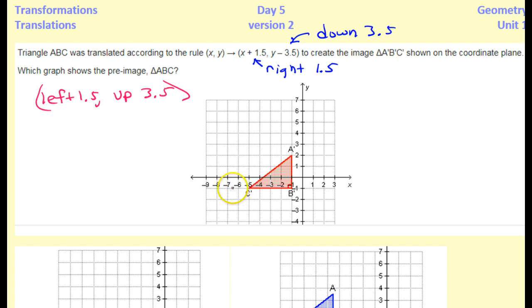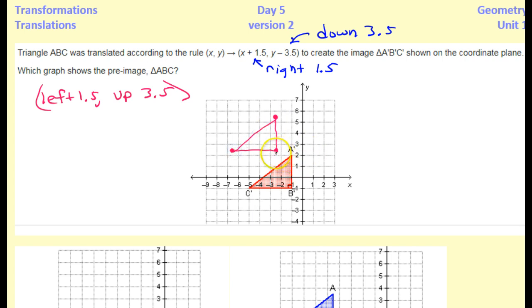So if I go left 1.5, okay, that's 1.5. Alright, and I'm going to go up 3.5. 1, 2, 3.5. So that would be here. Okay, left 1.5, up 3.5. That would be right here. And finally, left 1.5 and up 1, 2, 3.5. Okay, so these three dots show us the pre-image. The pre-image should look something like this.